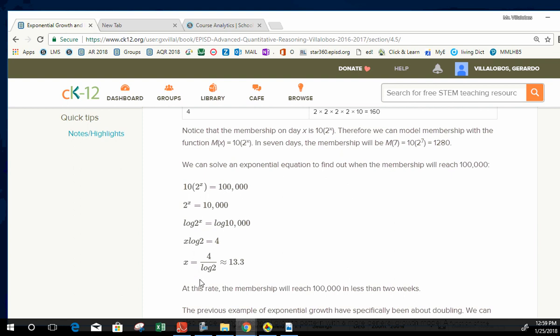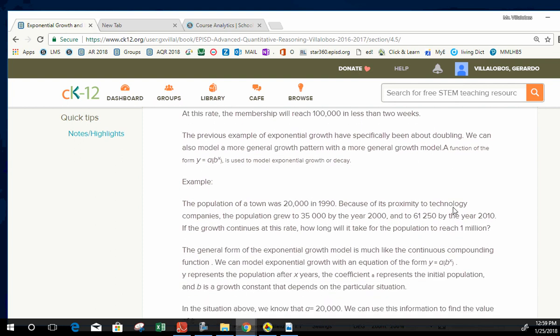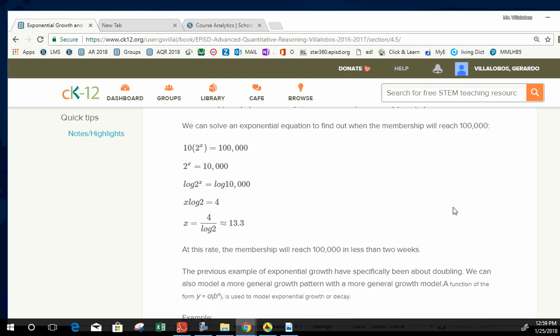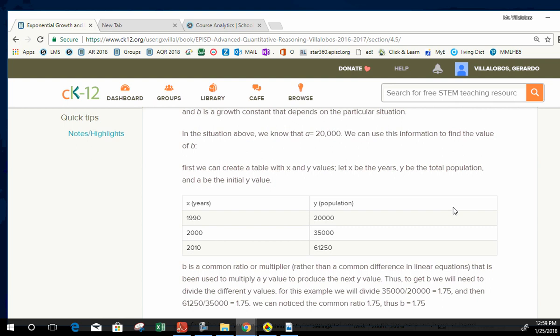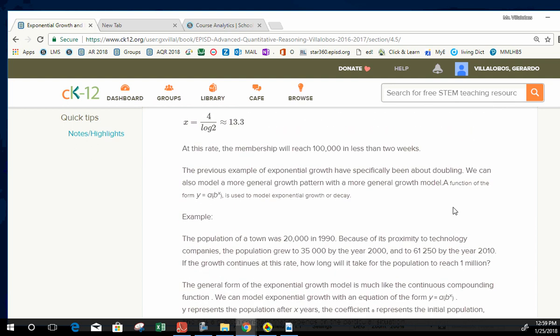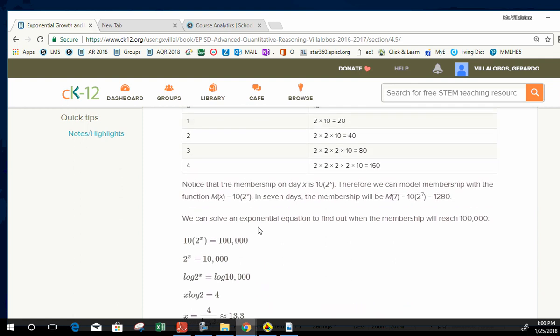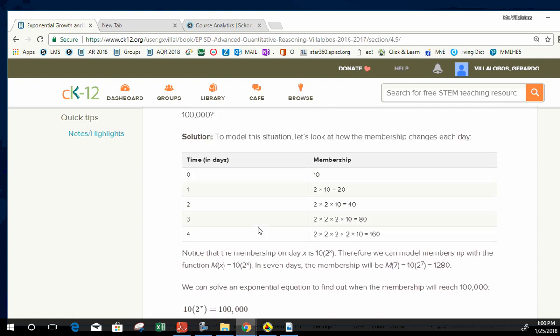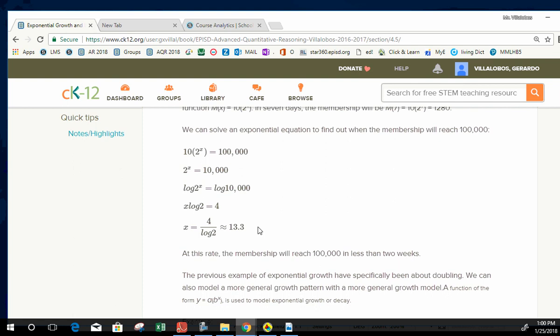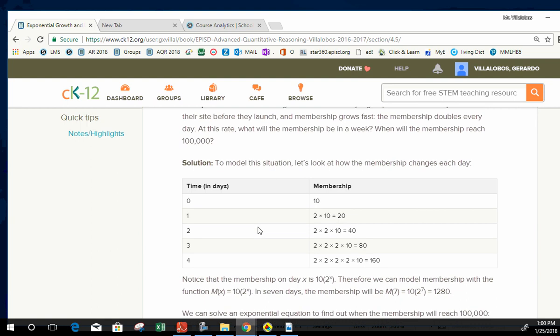So x is 4 divided by the log of 2. That's one way to explain it. So let's think about that. 13.3 is the number of days it'll take to get to 10,000 members if you start with 10 and it's doubling by 2.